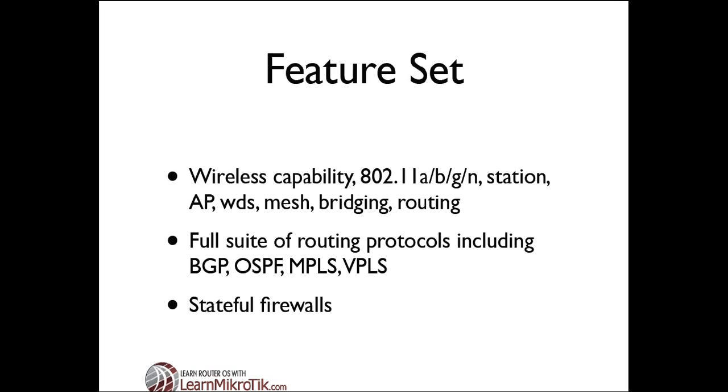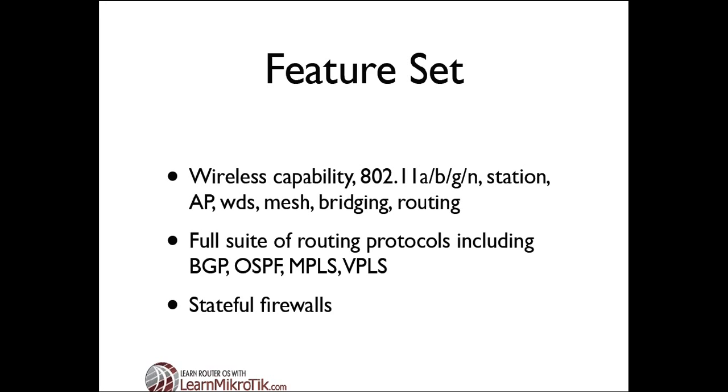As far as the feature set is concerned, all of the MikroTik RouterOS products have wireless capability in the form of 802.11 A, B, G, or N. A few of the Ethernet-only boards do not have the ability to support a wireless device internally, although if they have a USB port, then you can use a USB wireless adapter with that device. They will all operate in station mode, and then as long as the device has at least a level 4 license, it can be operated in point-to-multipoint or access point mode. WDS, wireless, meshing, bridging, all of that is contained in that feature set.